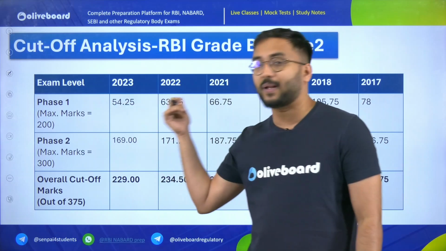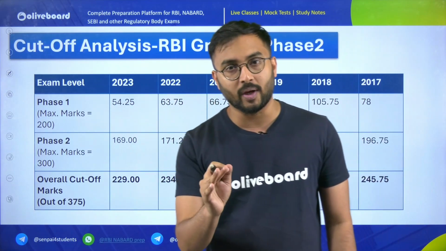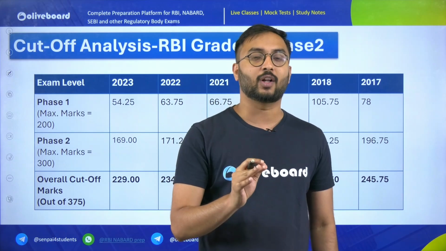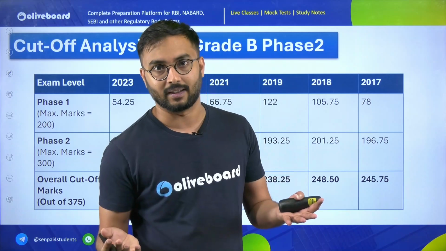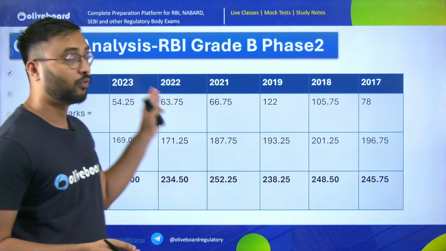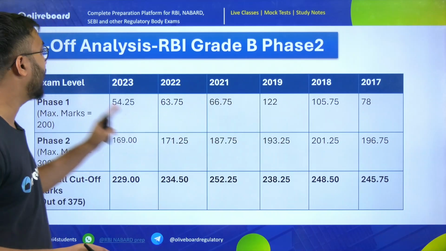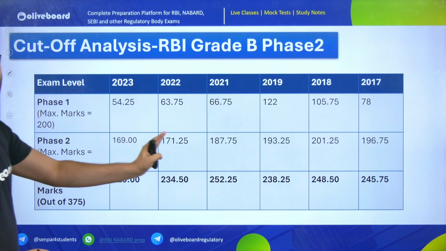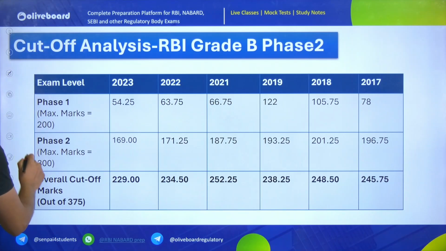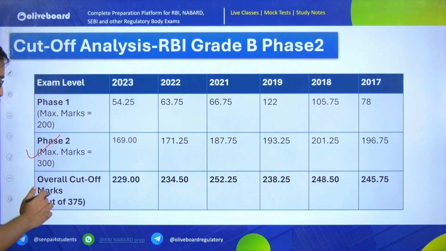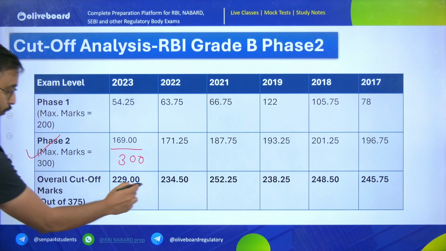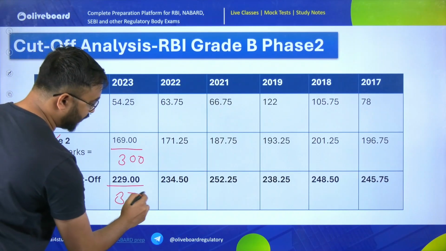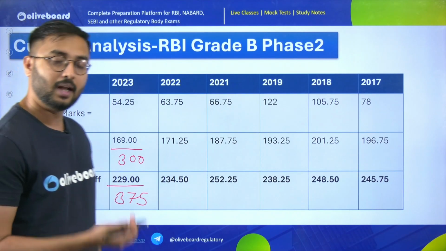When students don't plan this properly, they just try to cover the phase 2 syllabus, but they don't get selected. So that's why today we will try to find out the target score through the average cutoff for 5 years. The first cutoff is for phase 2 only, which is out of 300 marks, whereas the overall cutoff is 229 out of 375 marks, where 75 marks are for the interview.